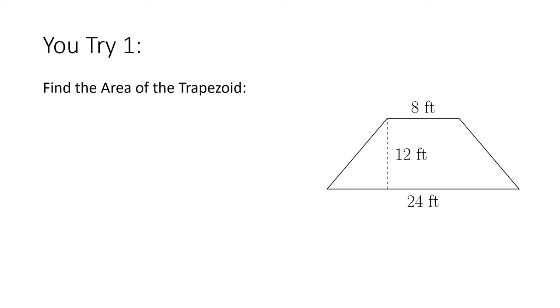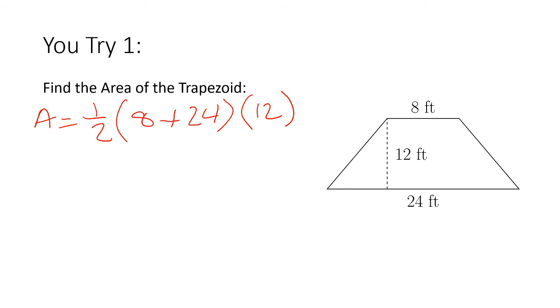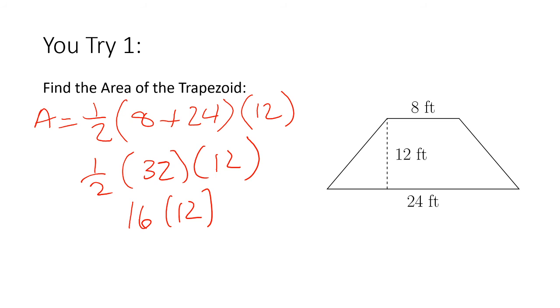So let's find the area. The area of this trapezoid is 1/2 base 1 plus base 2 times the height. 8 plus 24 is 32. Half of 32 is 16. 16 times 12 is 192. So that is the area of this trapezoid.